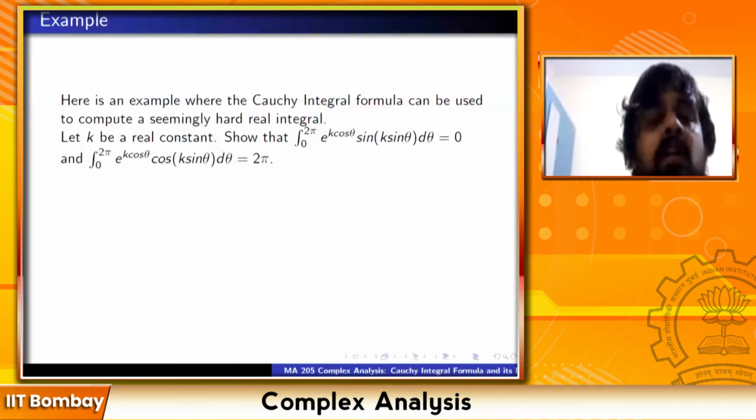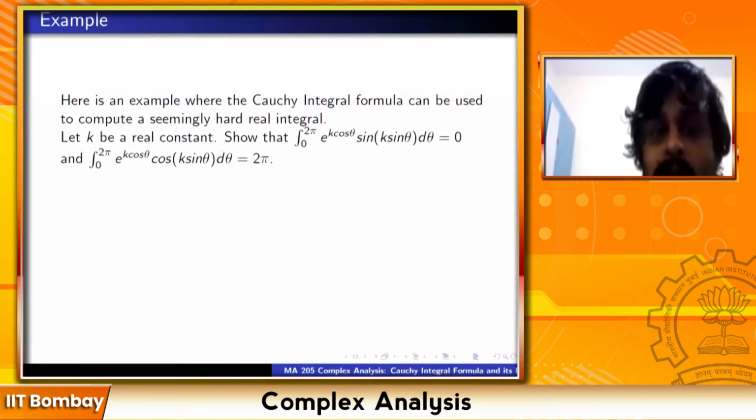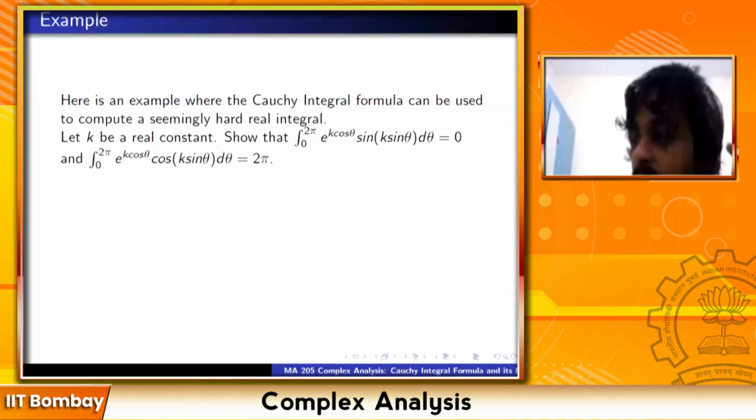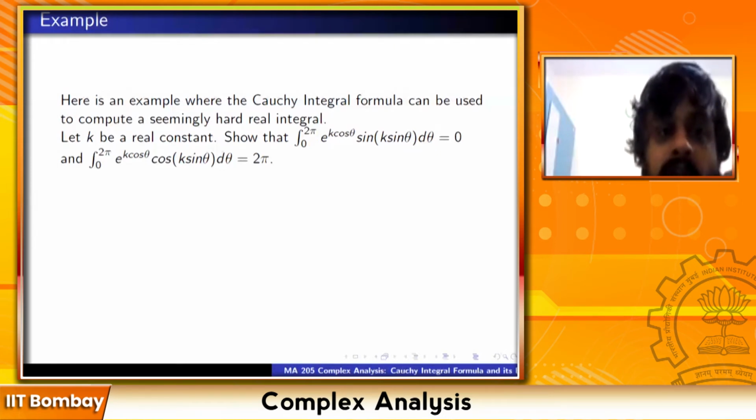Let k be a real constant and show that the integration from 0 to 2 pi of e raised to k cos theta times sine of k sine theta d theta is equal to 0. If we were to just use techniques from basic calculus, say MA 105, I don't know how one would compute this, how one would prove this. And the integration from 0 to 2 pi of e raised to k cos theta times cos of k sine theta d theta is equal to 2 pi.